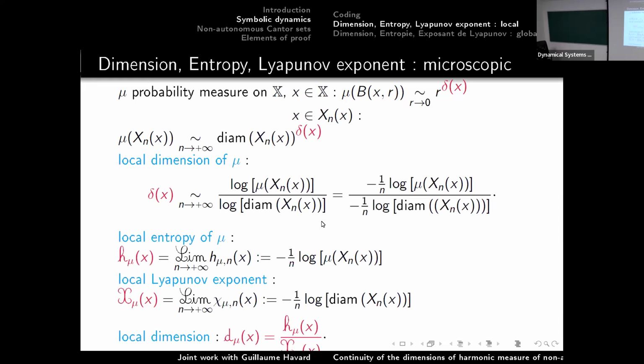Now, I will write down whatever we know in the general cases. Suppose that this is true, we get trivially, almost trivially. The delta of X will be something like this. You can define the local entropy of mu at X, which will be the limit of these quantities, and the local dimension. That's what we hope in general.